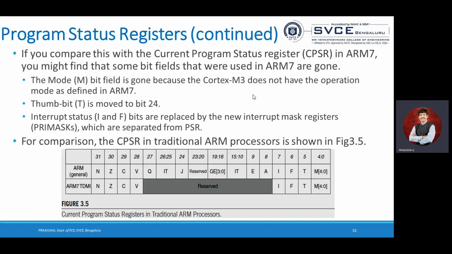This is one small example I am giving. So there is an interrupt field and a fast interrupt field. Each bit is a field. Based on the type of the interrupt, it will be 1 or 0. Similarly, the I and F bits are replaced by the new interrupt mask registers called PRIMASK, which are separated from the PSR. There are PRIMASK, FAULTMASK, and BASEPRI. These are the three different mask bits you are going to use. So see here, they show two differences between ARM Cortex-M3 and ARM7.